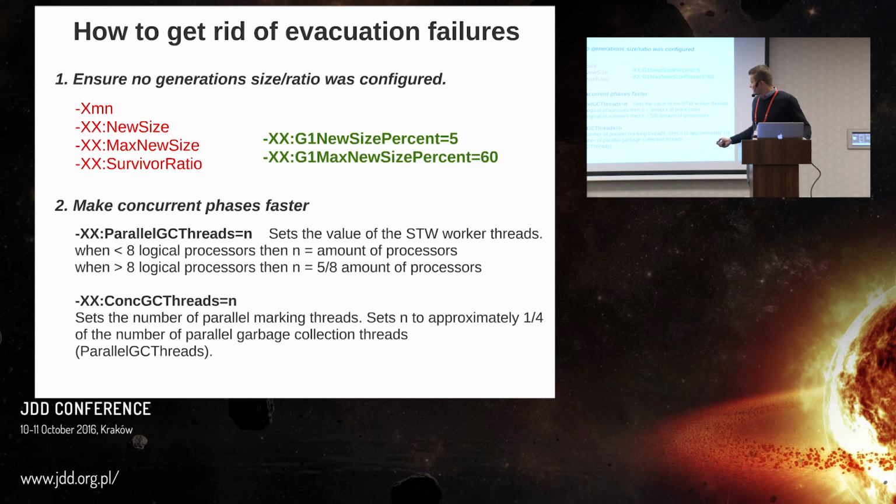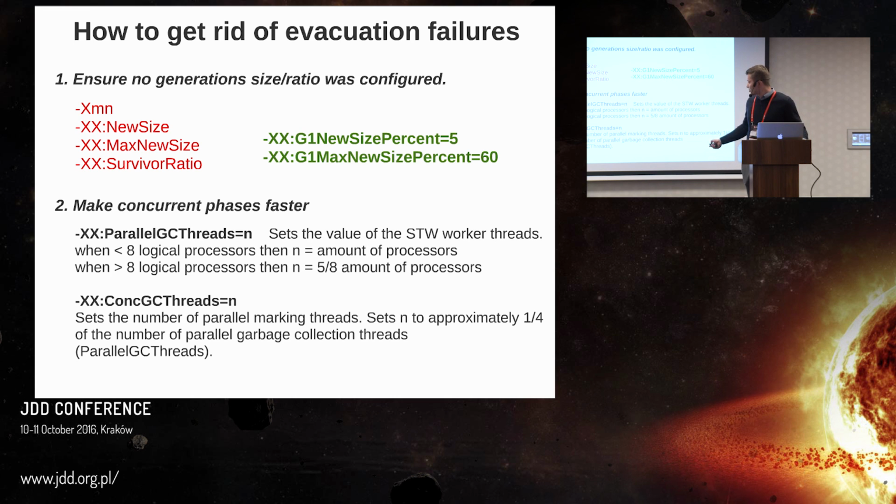If you don't have those flags but still have evacuation failures, you can make the concurrent phase faster. And with those flags, you can define how many threads are being used to work during the stop the world phases. Those are usually the slow phases, because young collection is stop the world. So those are the amount of threads that will be cleaning young collection.